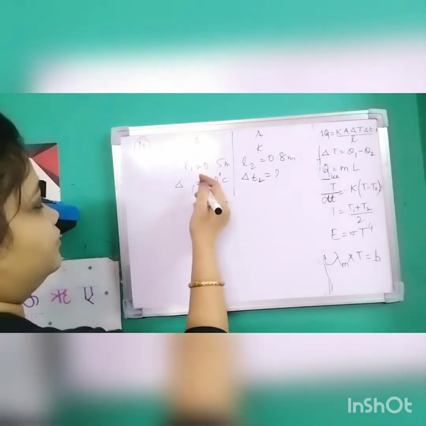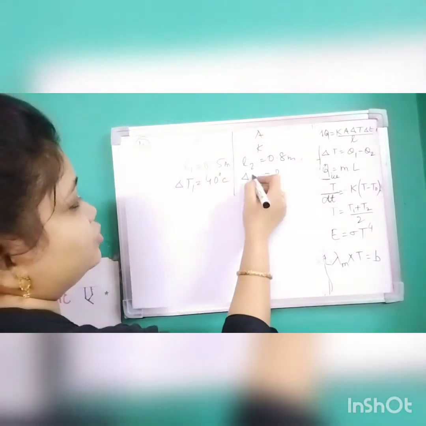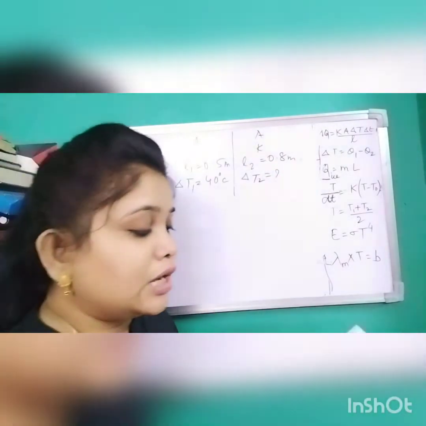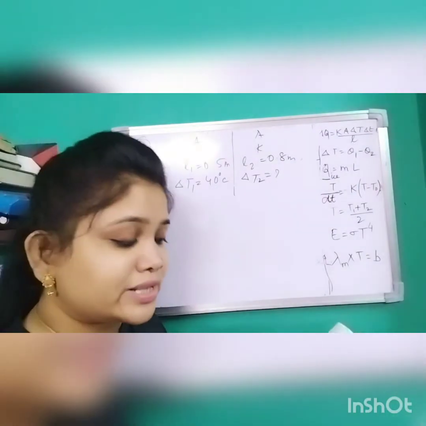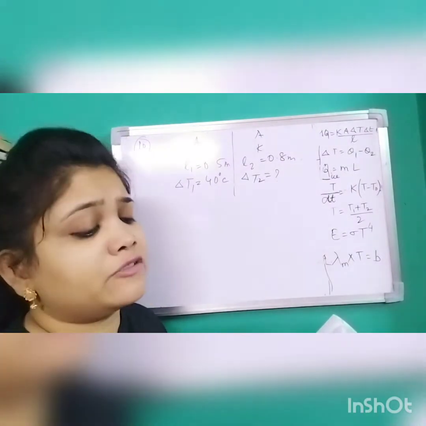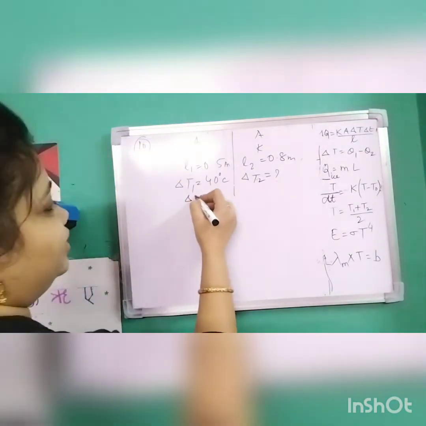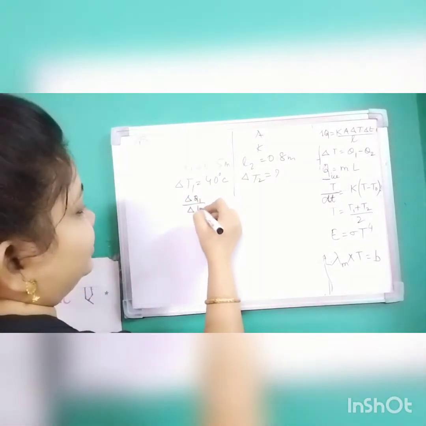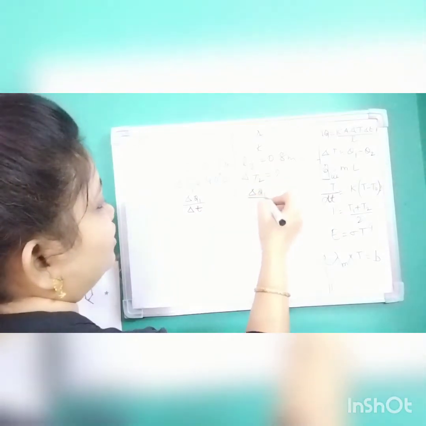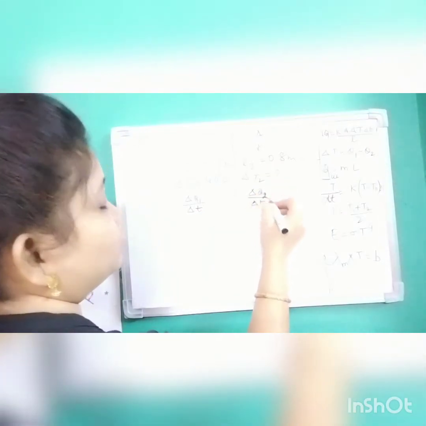Oh, I'm sorry, it should be capital T, otherwise you all will get confused. Now, find the temperature difference across the second rod if the rate of heat conduction is equal in both cases. That means delta Q1 by delta t and delta Q2 by delta t, both are the same.